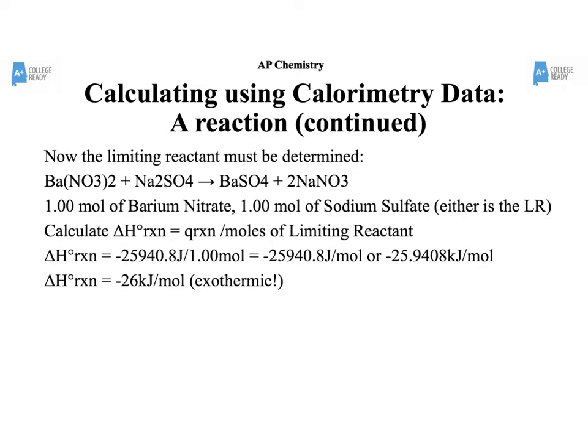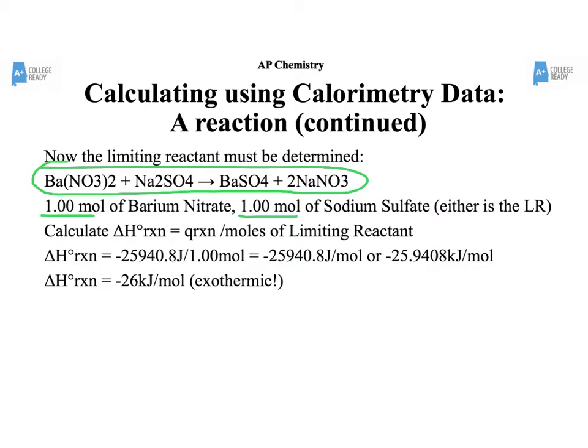So here we go. We've got a little bit of information about our reaction. Since we had 1 liter of 1 molar barium nitrate, that means we have 1 mole of barium nitrate. And we had 1 liter of 1 molar sodium sulfate, and that means we have 1 mole of sodium sulfate. Looking at our balanced chemical equation, we have to identify which one's the limiting reactant. Well, technically either is the limiting reactant. That amount of heat was produced by 1 mole of each of the reactants.